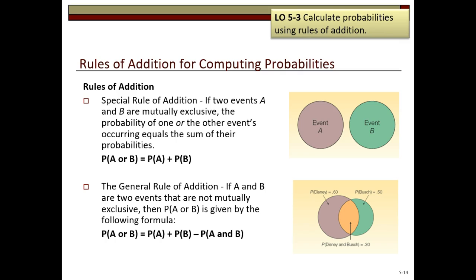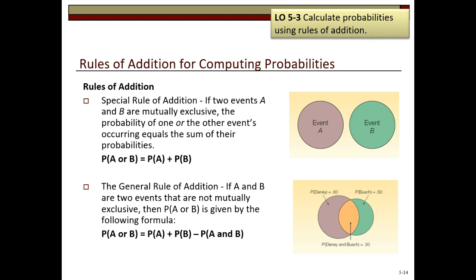The rules of addition in computing probabilities consider whether or not events are mutually exclusive. If we wish to determine the probability that events A or B will occur, we need to know if these events are mutually exclusive. If they are, then the probability of A or B is simply the sum. You add up the probability of A plus the probability of B. That's the special rule of addition.